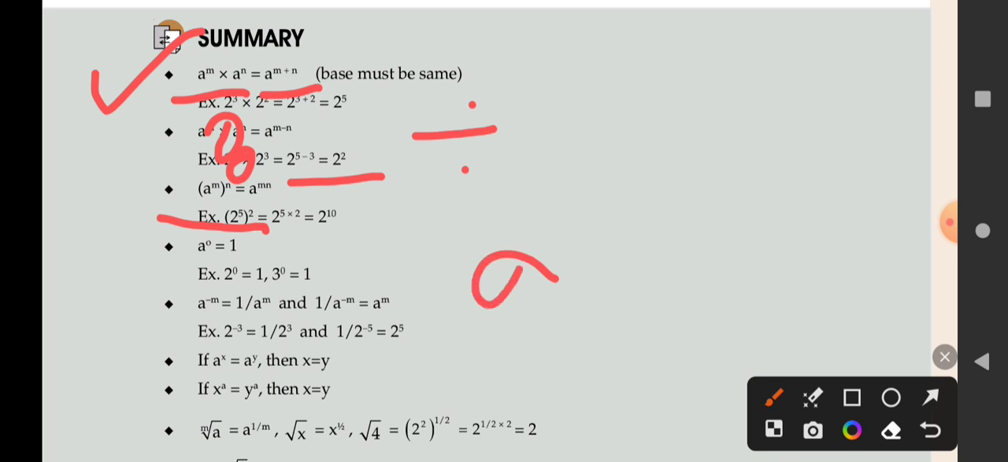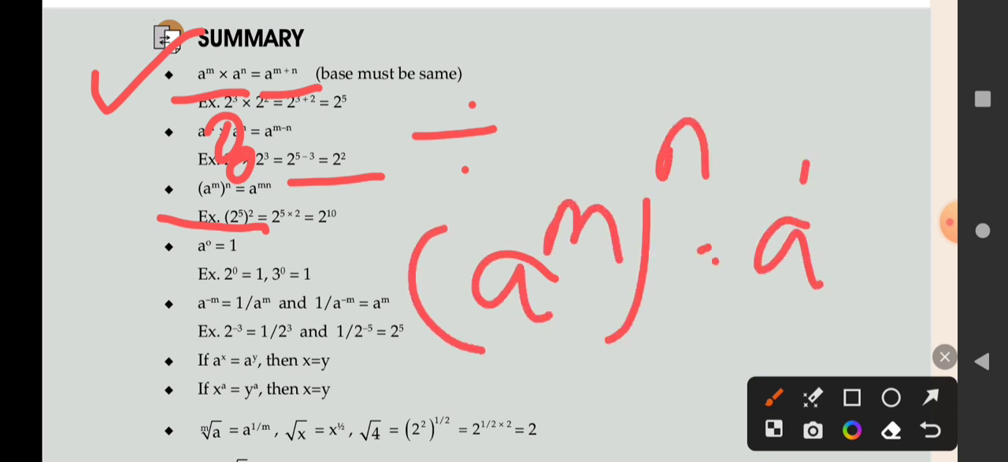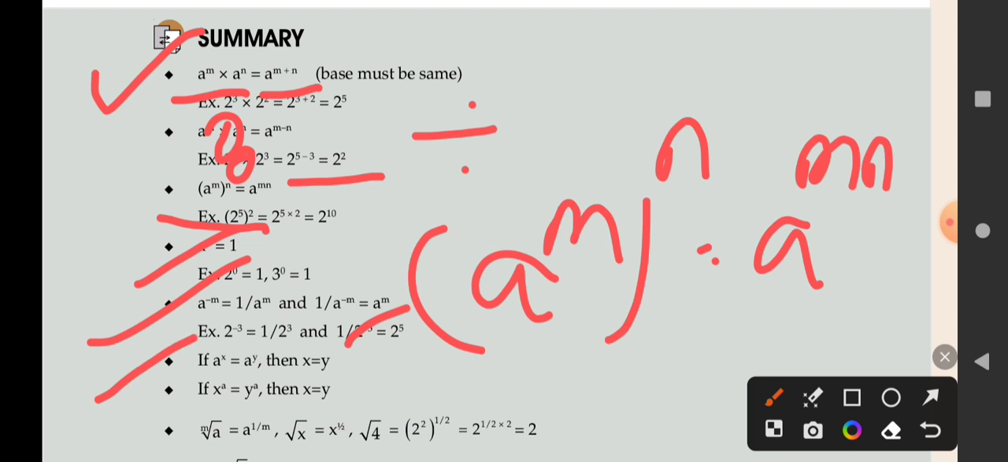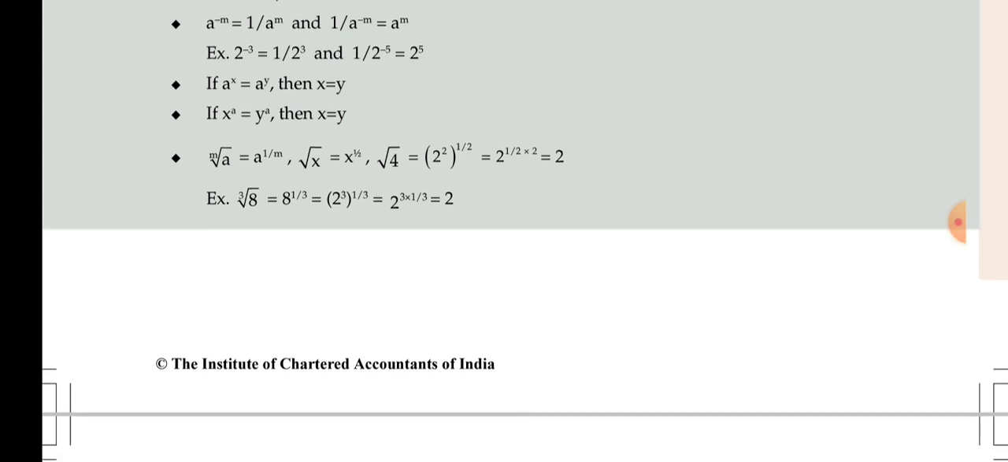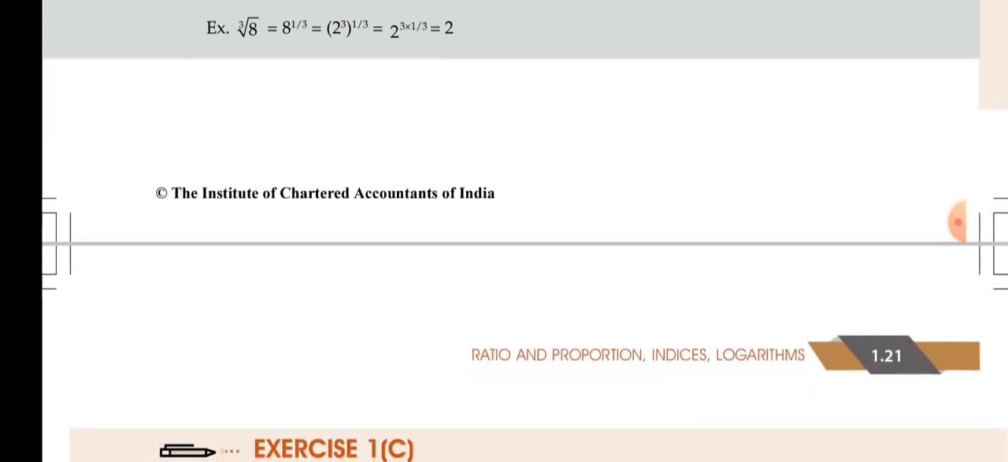If a power m whole power n, then you have to multiply the powers, right? A power 0 is 1. Okay, a power minus m is 1 by a power m. Okay, and 1 by a power minus m is a power m. So if a power x is equals to a power y, then the indexes are equal, x is equals to y. Similarly, if the powers are same, if x power a is equals to y power a, then x is equals to y, correct? So mth root of a is a power 1 by m. Okay, some examples are given.